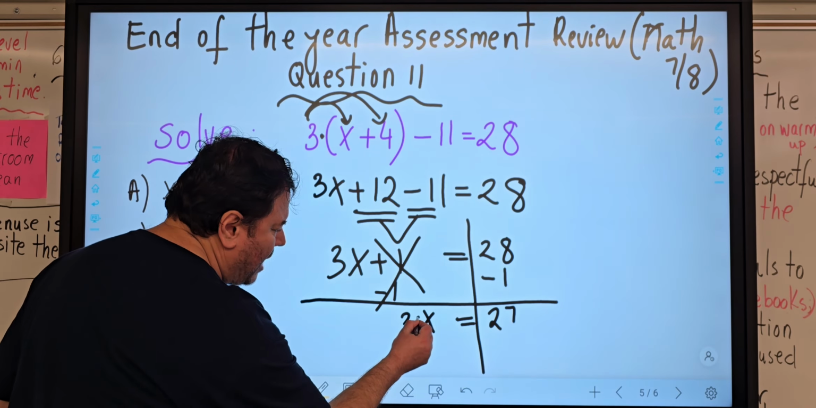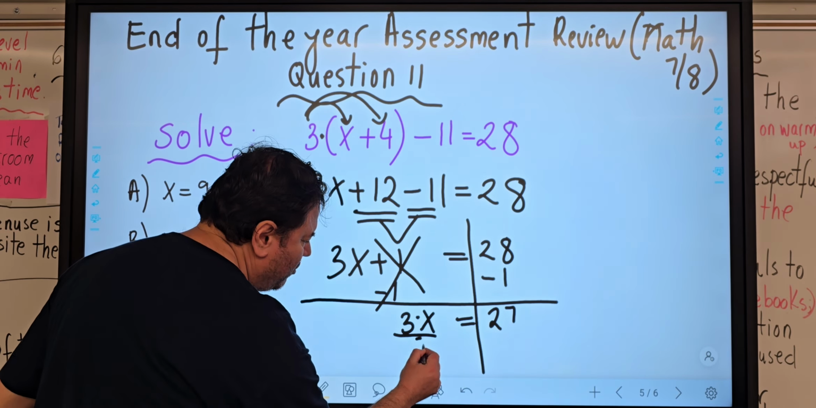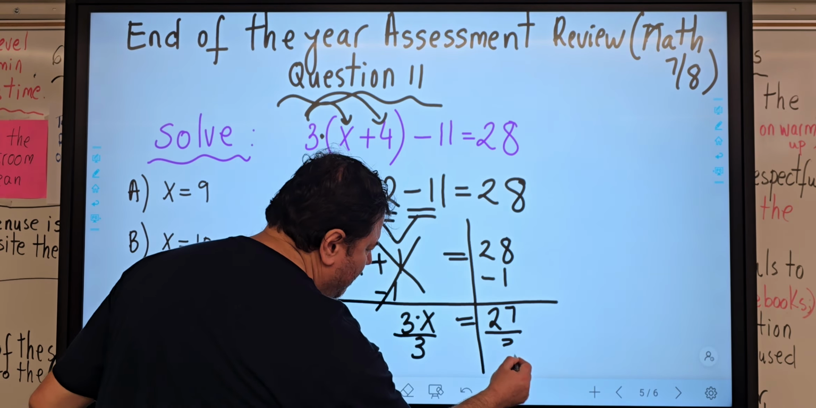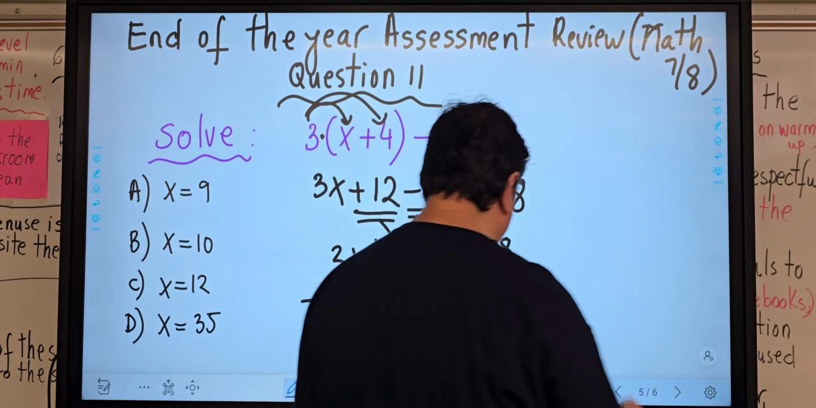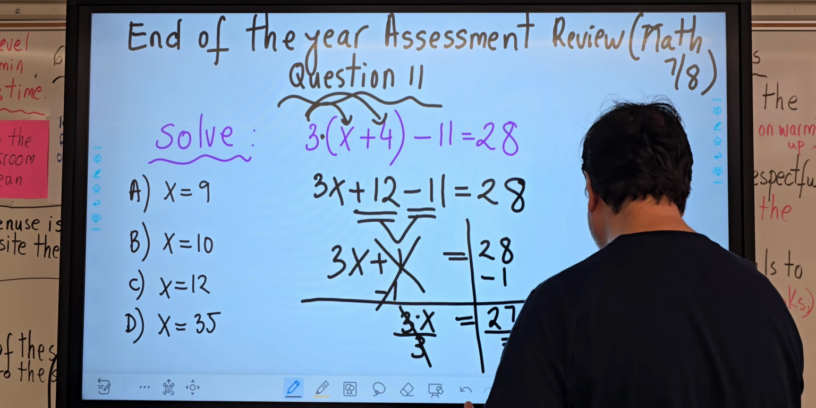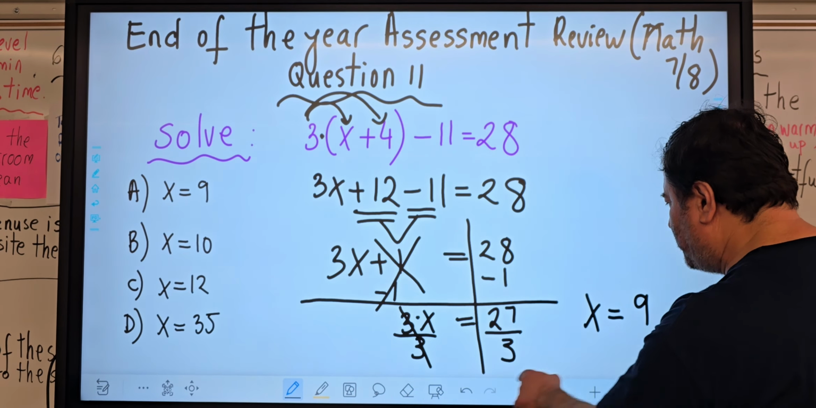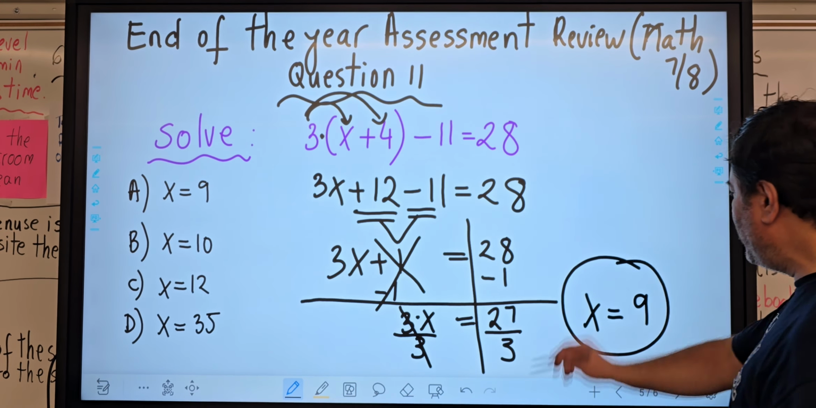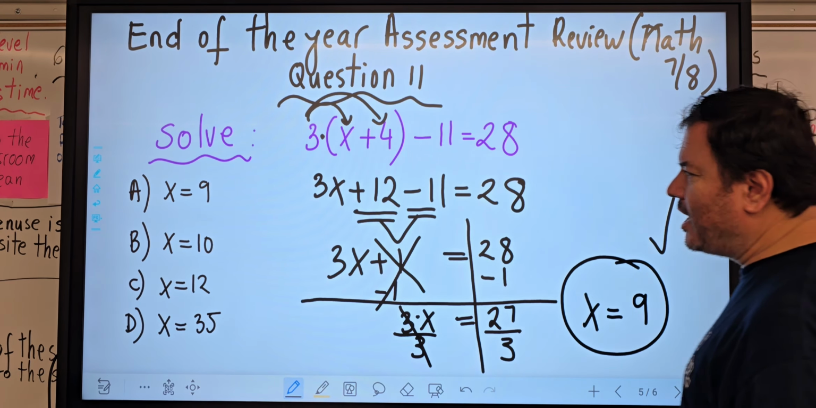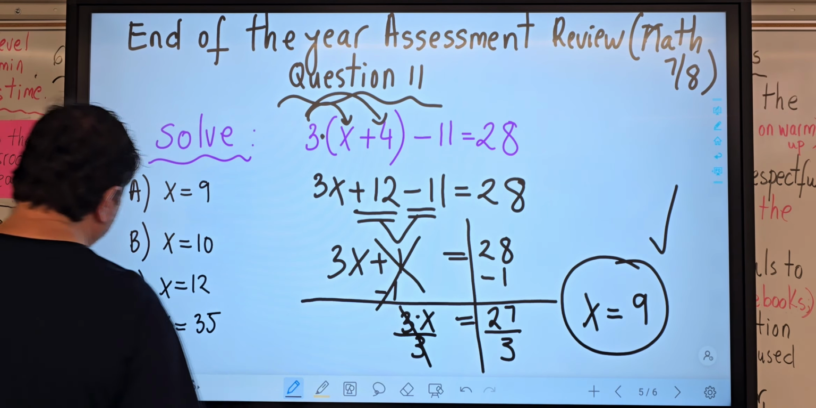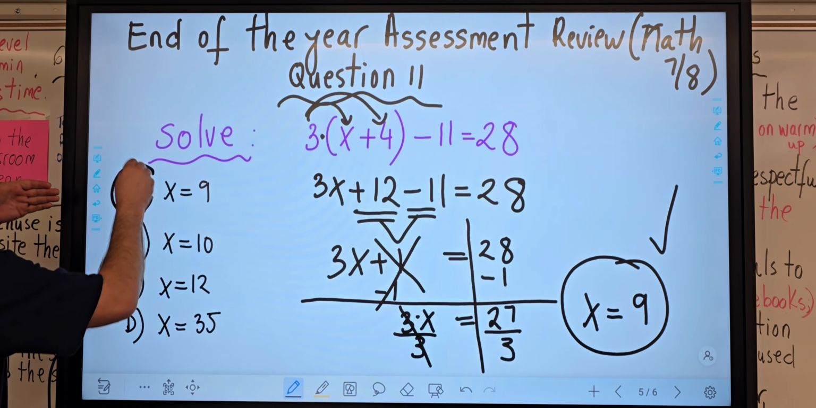And now, opposite of multiplication is division. We have to divide both sides by 3. This becomes a 1x, or just x, equals 27 divided by 3, which is 9, because 9 times 3 becomes 27. That's it. X equals 9. And of course, the answer is A.